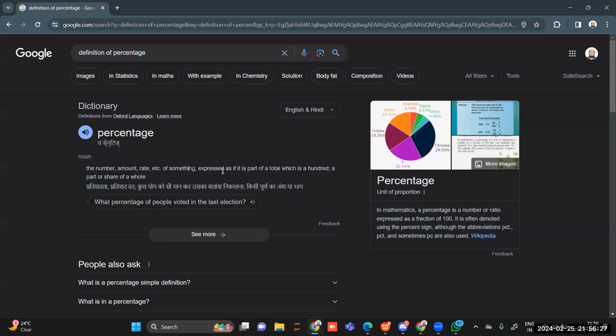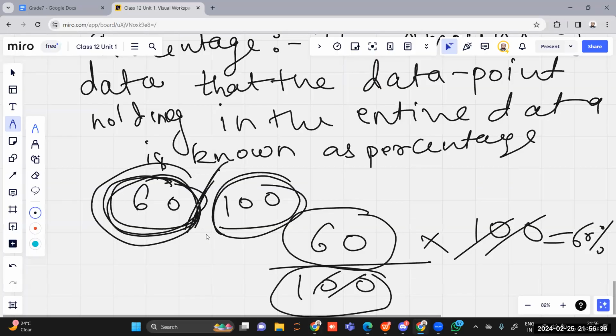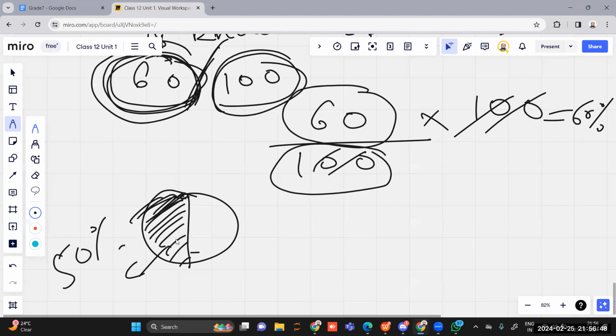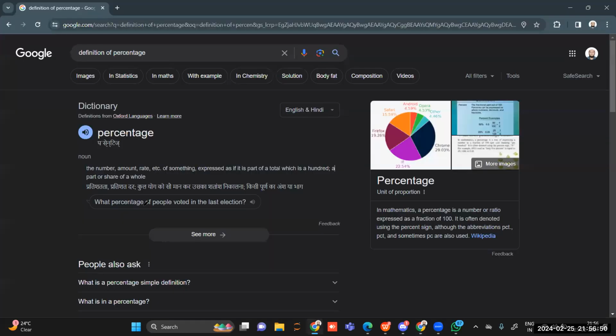So this is the number, amount, rate, etc. of something expressed as a part of the total, which is 100, a part or a share of a whole. Suppose this is a circle and this is the whole data, and I've scored this much. How much I've scored from the total gives 50%. This is how percentage is represented. Now we'll see percentile.